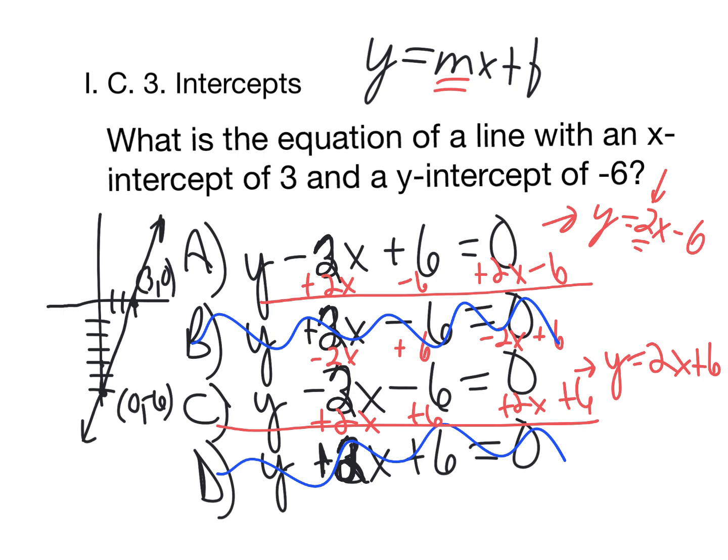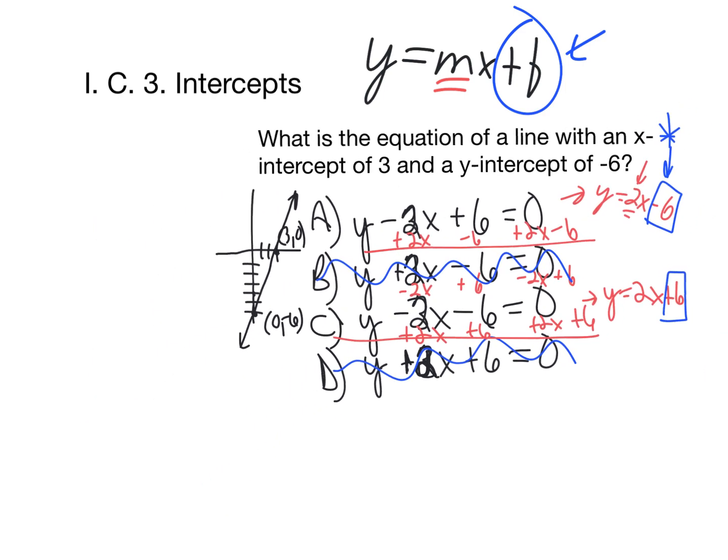Okay, and the good thing about solving it for y is that if we have it solved for y, this constant, this plain number at the end, is our y-intercept. So on A, that has a y-intercept of 6. B, I don't know if I said that right, has a y-intercept of -6. And then choice C has a y-intercept of 6. So -6 is what we want. So that's really the only option that could work.